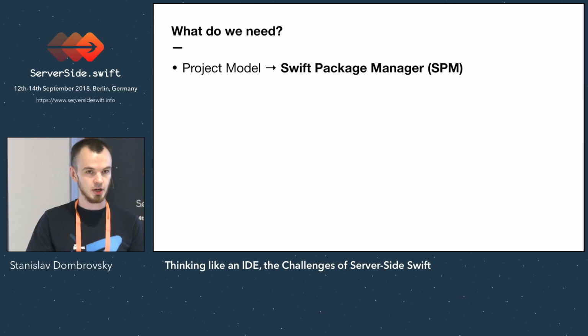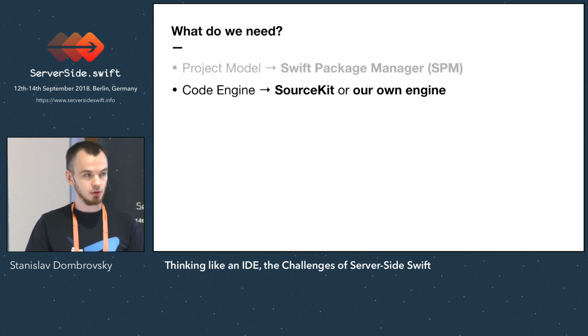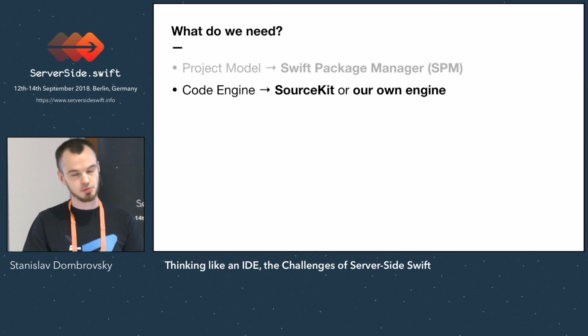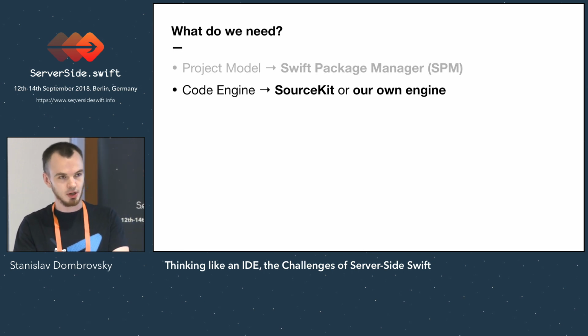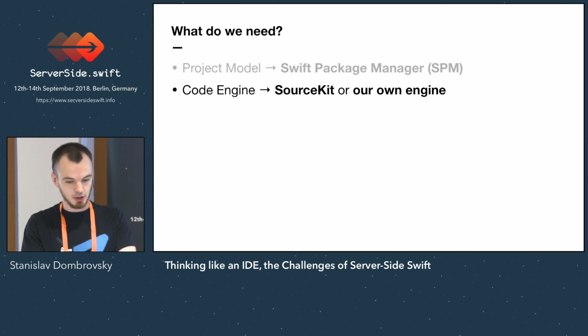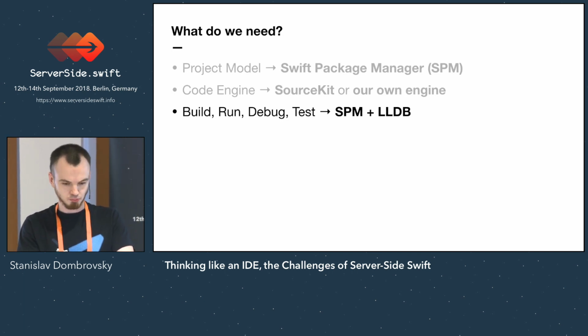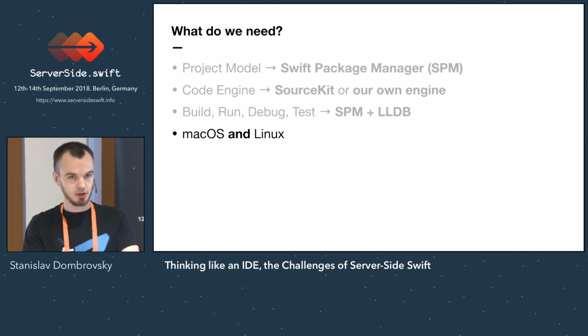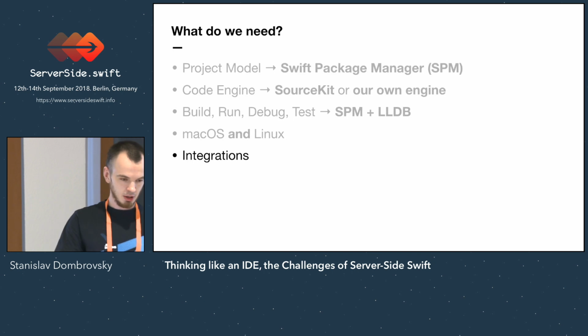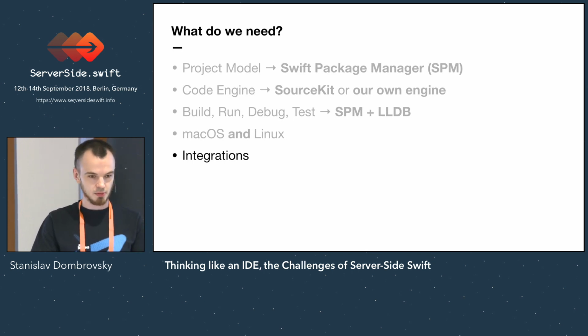we need to write our code, and here we need a code engine. As a code engine, we will use SourceKit. Or, of course, we can write our own engine, but that's very difficult and sometimes almost impossible for third-party integration. As we can now write our code, we need to build, run, debug, and test it. And here the combination of LLDB together with Swift Package Manager will help us. Also, we need this IDE to work on macOS and Linux. We do not work only on macOS right now. And finally, we need some integrations specific to the server side, like databases, request testing, and many others.